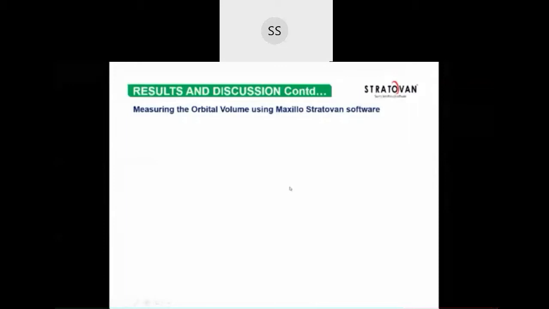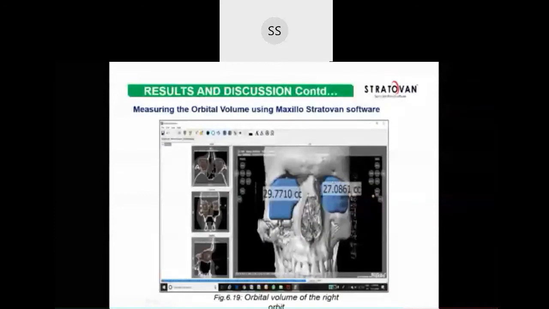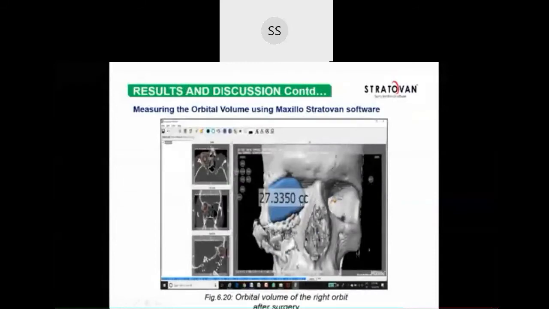After injury, the fracture side volume was 29.771. This is the volume of the contralateral side, 27.086. I got this using this software, right? Similarly, after operation, after 3 months, we measured this, 0.335. So it has 27.086. Earlier it was 29.7.